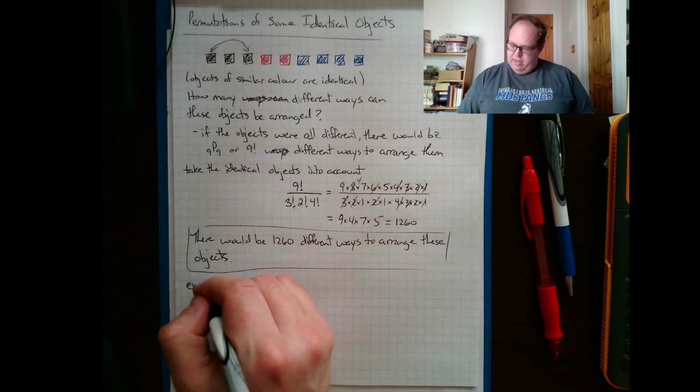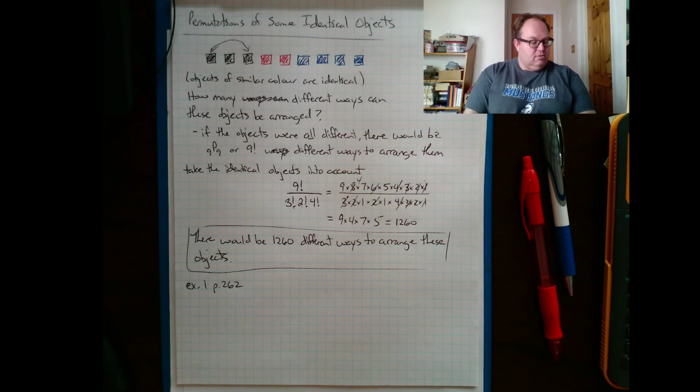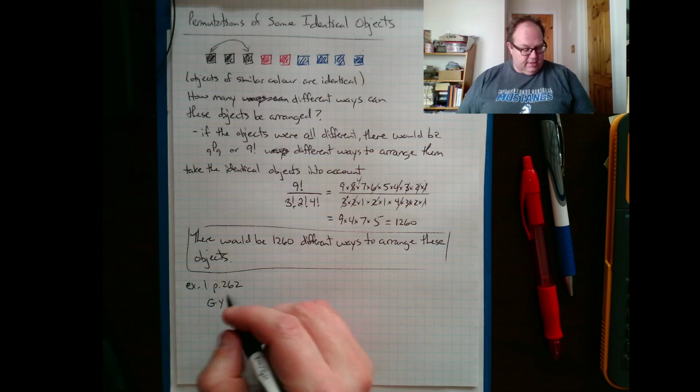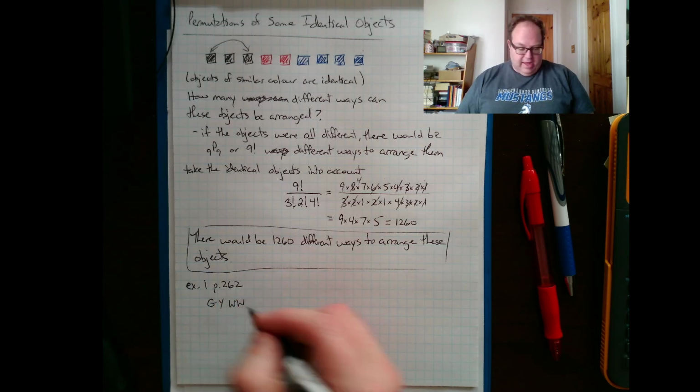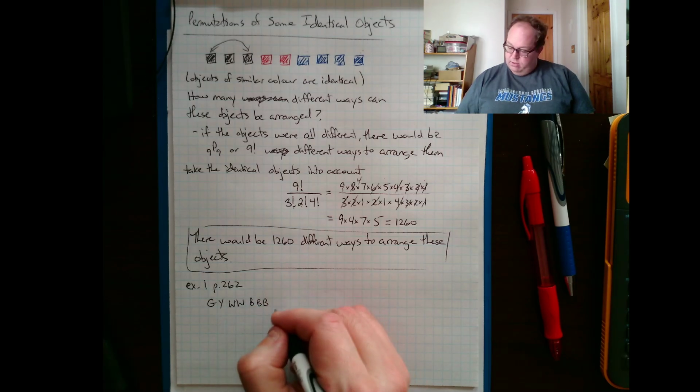Example 1 on page 262 talks about the mountainous regions of India, China, Nepal, and Bhutan, where it's common to see prayer flags. Each flag has a prayer written on it, and colors used to symbolize different elements: green, yellow, white, blue, and red. How many different arrangements of the same prayer can be made with 1 green flag, 1 yellow flag, 2 white flags, 3 blue flags, and 2 red flags?